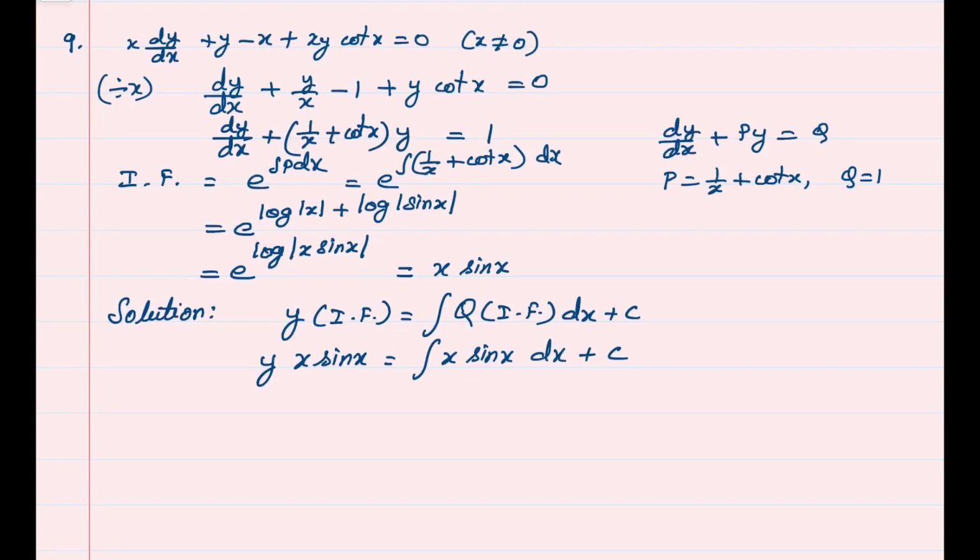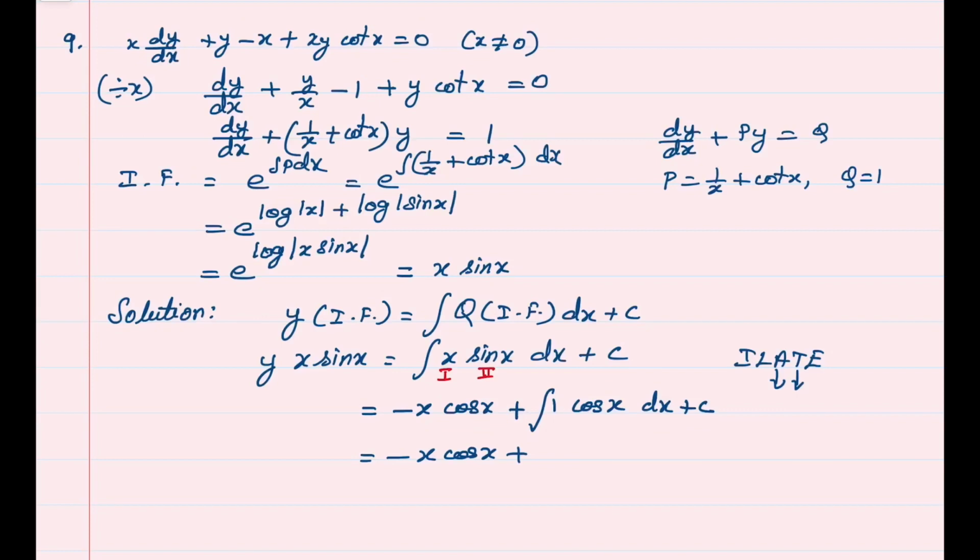We will use integration by parts method. In this, x is an algebraic function, sin x is the trigonometric function. Algebraic function comes first. X is the first function, sin x is the second function. First function into integral of the second function. Integral of sin x is minus cos x minus integral differential of the first function. Differential of x is 1 into integral of sin x. Integral of sin x is minus cos x. So, minus of minus plus it becomes minus x cos x. Integral of cos x is sin x.